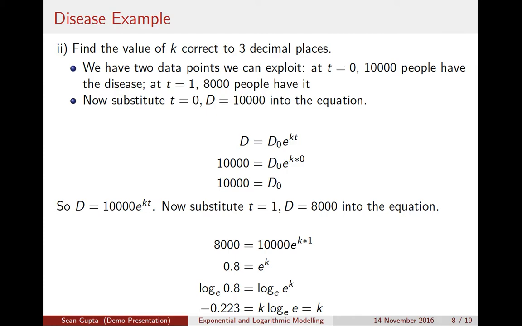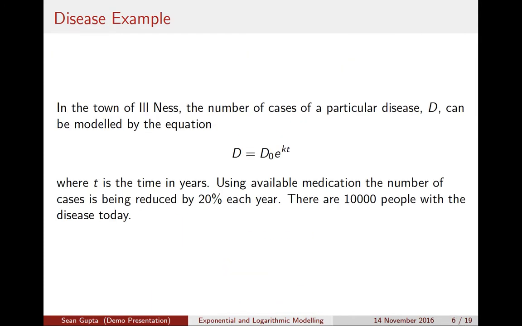Find the value of k correct to 3 decimal places. All right, so let's go back to the exercise. We have basically two unknown numbers, two constants, d0 and k. Remember, d0 represents the number of people who initially had the disease at time t equals 0. T equals 0 always represents the start of time in maths. And k tells us about the decay rate, in this case, of the number of people with the disease.